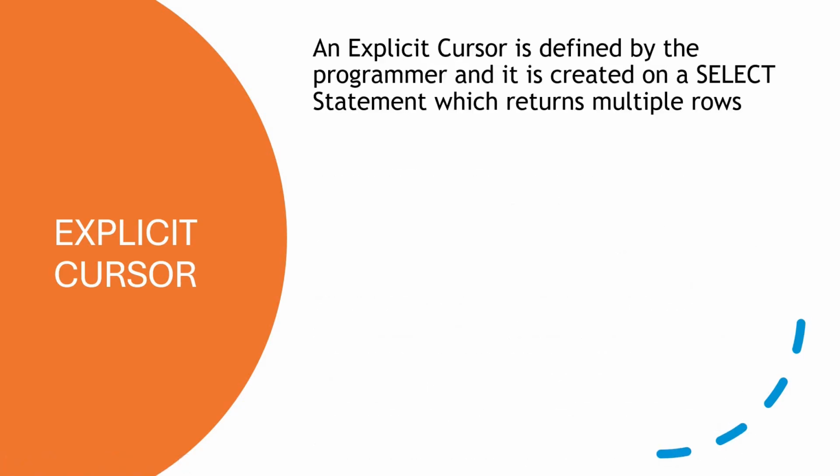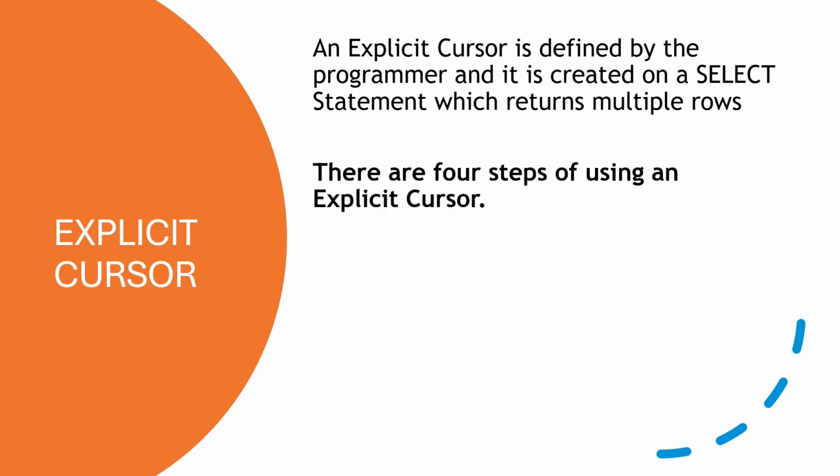Unlike the implicit cursor, which is created by Oracle automatically, an explicit cursor is defined by the programmer and it is created on a select statement which returns multiple rows. Now there are four steps of using an explicit cursor.